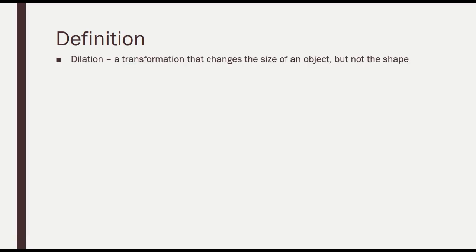A dilation changes the size of an object, but not the shape. And when it changes the size of the object, it changes it proportionally. So everything has to increase or decrease in the same way.